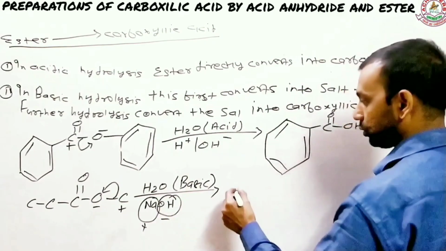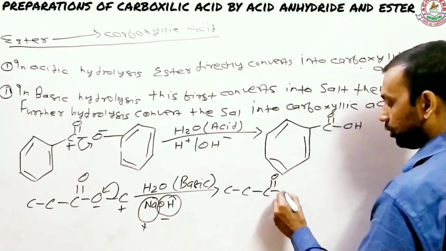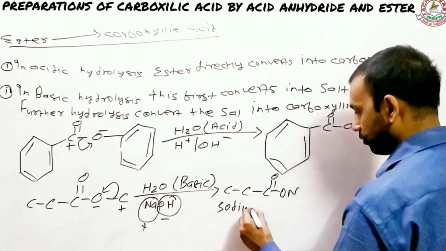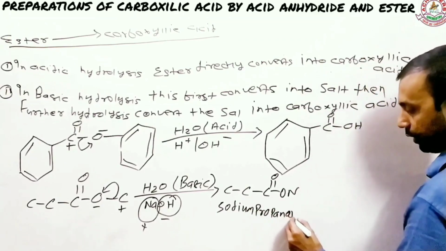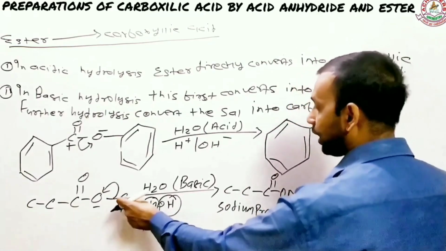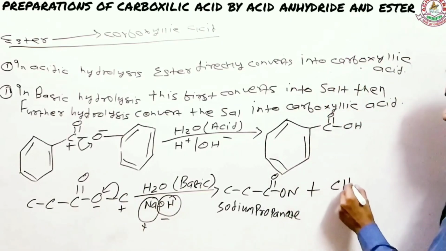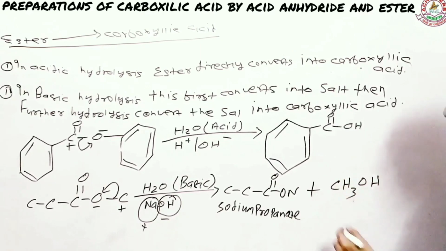So in this case, the sodium will form a salt. The salt is called sodium propanoate. And the other product will be this carbon. You need to understand that this carbon will result in the formation of a methanol. So you get CH3OH. So you get a methanol as well.